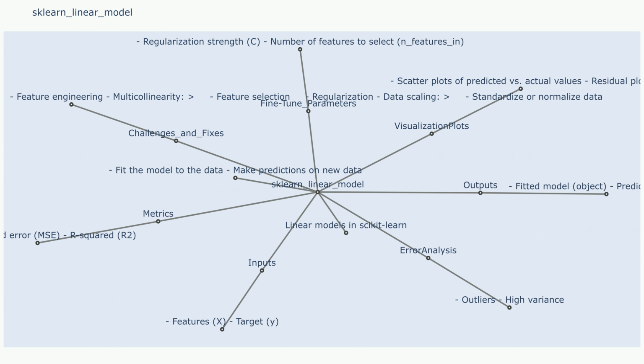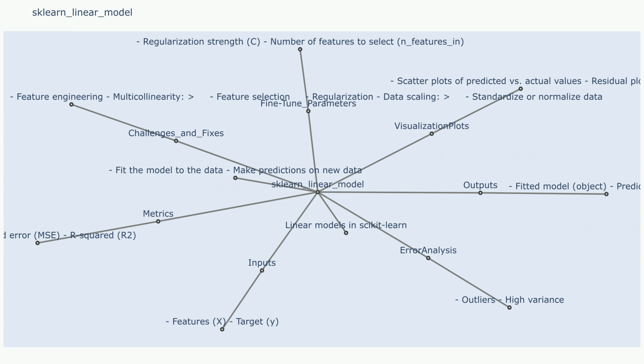Challenge 2: Multicollinearity. Features are highly correlated, making it difficult to estimate model parameters reliably. Sample use case that resulted in challenge 2: using a dataset with features like height and weight, which are naturally correlated.